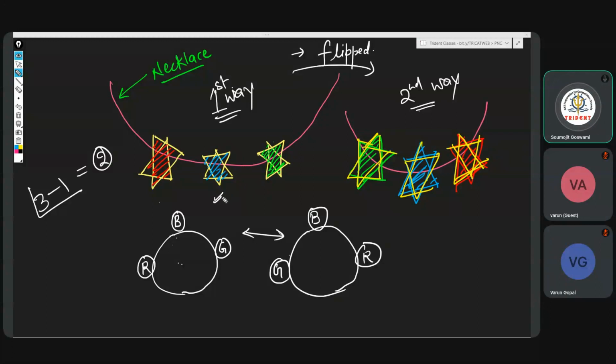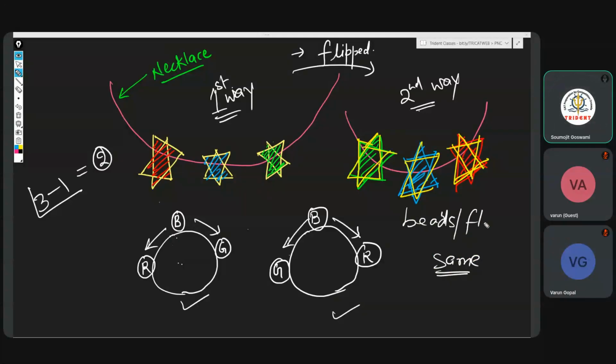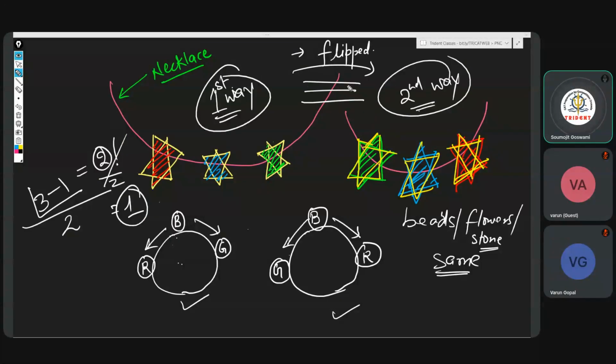So first of all, let's not overcomplicate the situation. Let's first understand what I'm trying to say. With blue in the middle and these two at the extreme ends, it is also giving me two different sets of permutations. But then I'm still saying that both of them are the same. When I say both of them are the same, in the case of beads, flowers or stones or whatever, I'm dividing this by 2. So this is 3 minus 1, that is 2 factorial, divided by 2. That gives me 1. So eventually what I'm trying to say is that this thing and this thing are not different. They're in fact both the same.